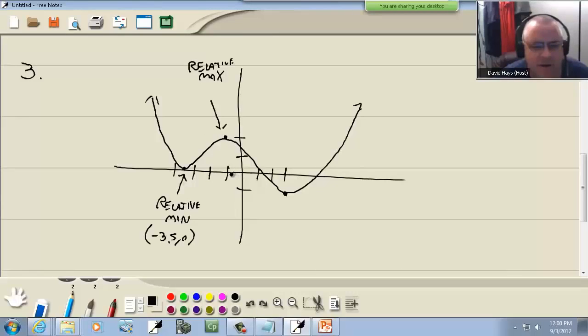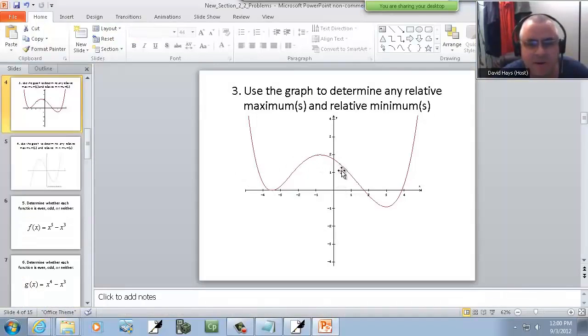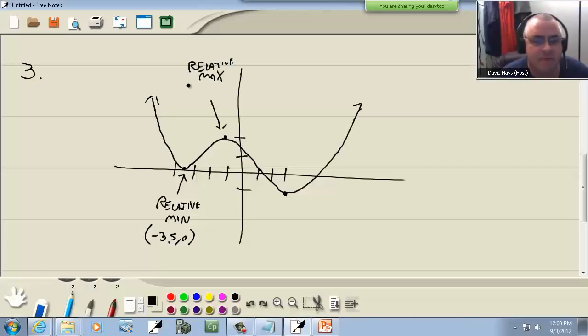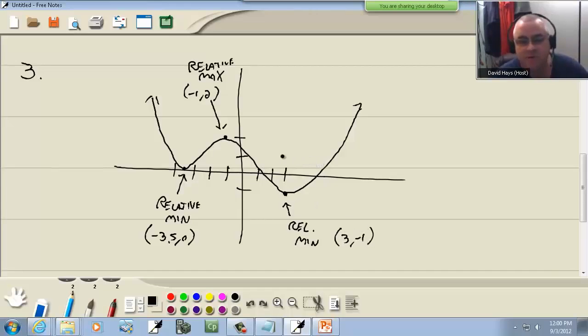And that would be what? -1, 2. Can't hardly see where my tick marks are. And then this over here would be a relative min, and it'll be 3, -1. Again, it's a low point based upon what's around it. So it's going down, and then changes, and it's going up. So those would be our three answers.